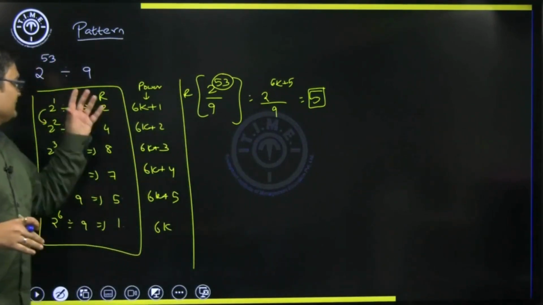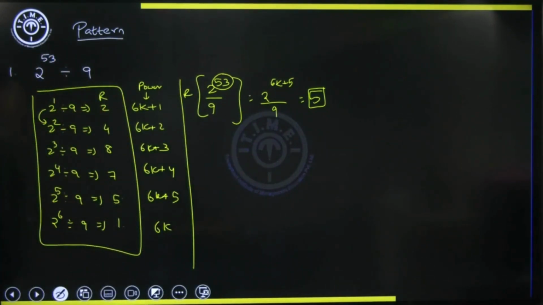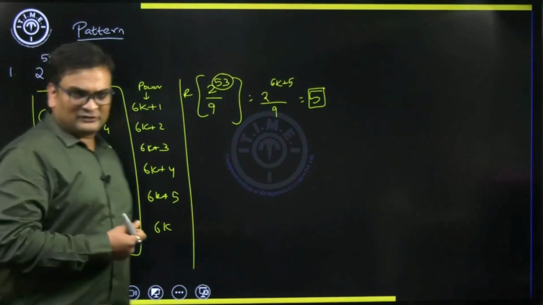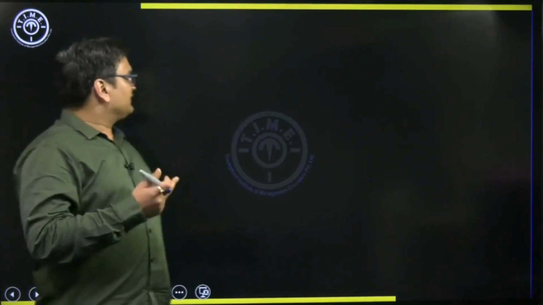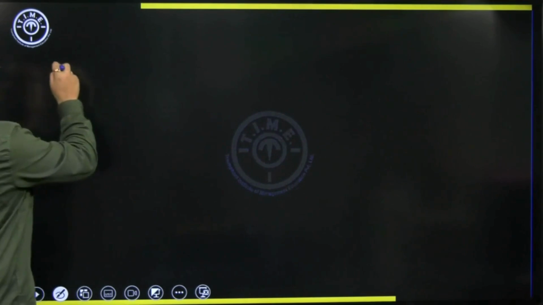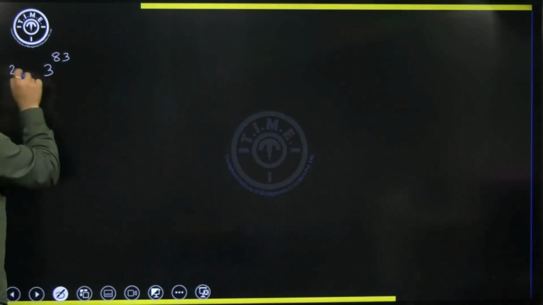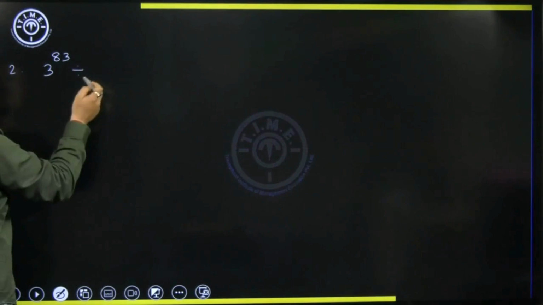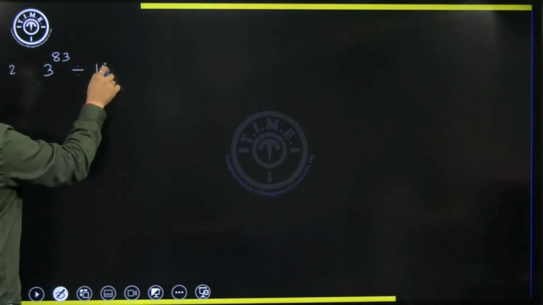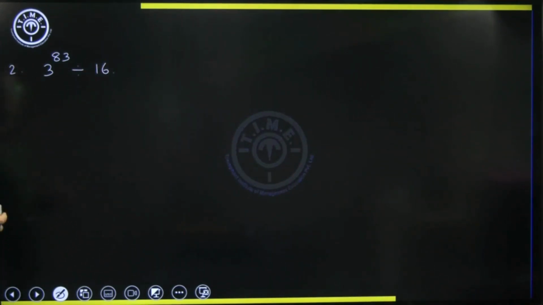So this is the pattern method. There are other methods also, of course, but today's video is only about this one example. So let's take one more. Say for example, the question is: find the remainder when 3 to the power 83 is divided by, suppose, 16. So 3 power 83 divided by 16.